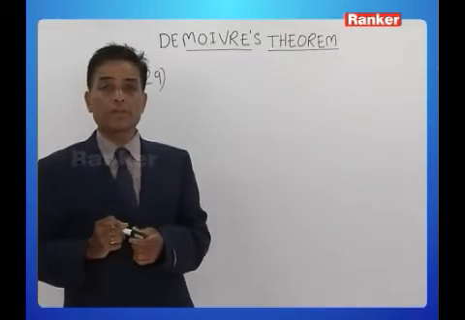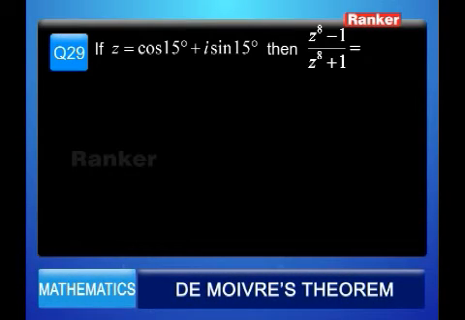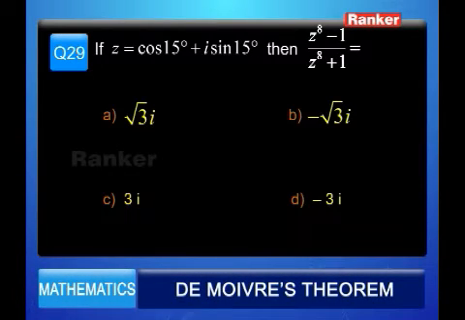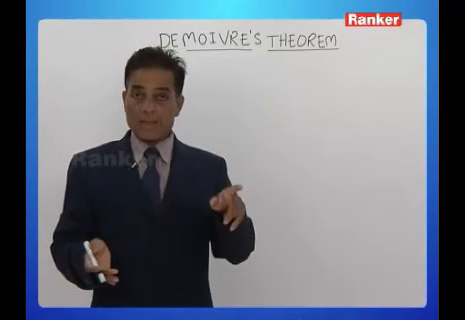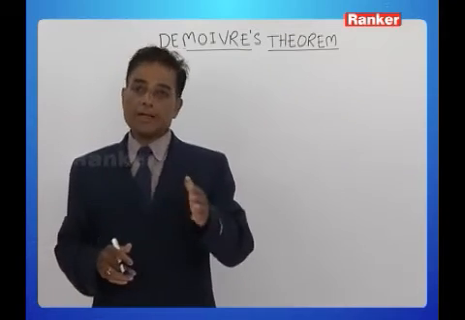Question number 29. If z is equal to cos 15 degrees plus i sin 15 degrees, then what is the value of z to the power of 8 minus 1 by z to the power of 8 plus 1? Options are given: i root 3, minus i root 3, 3i and minus 3i. Let us solve, find the value, and verify the right option.